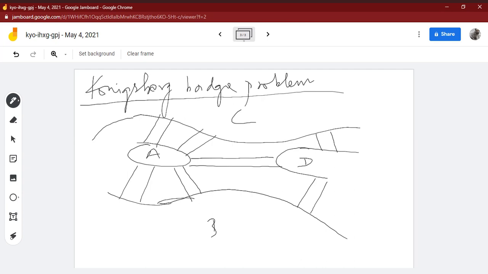So the problem was, it is said that the townsfolk of Königsberg amused themselves by trying to find a route that crossed each bridge just once. And they must go to each and every island, crossing each bridge exactly once. They were confused whether we can do that or not. So if you draw a graph showing this Königsberg problem, it is like this.